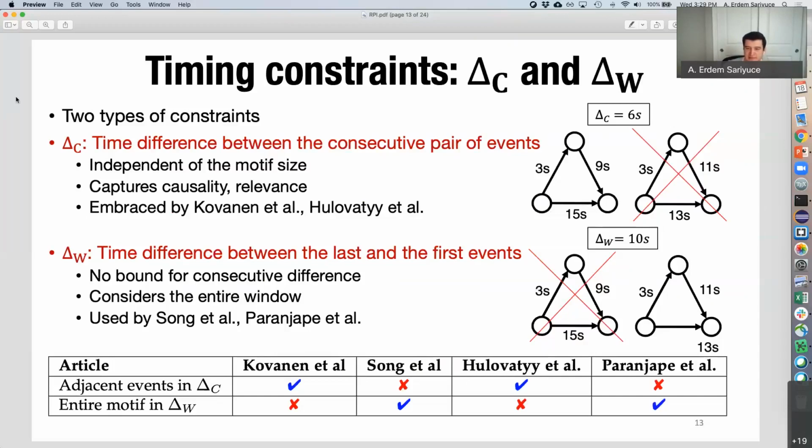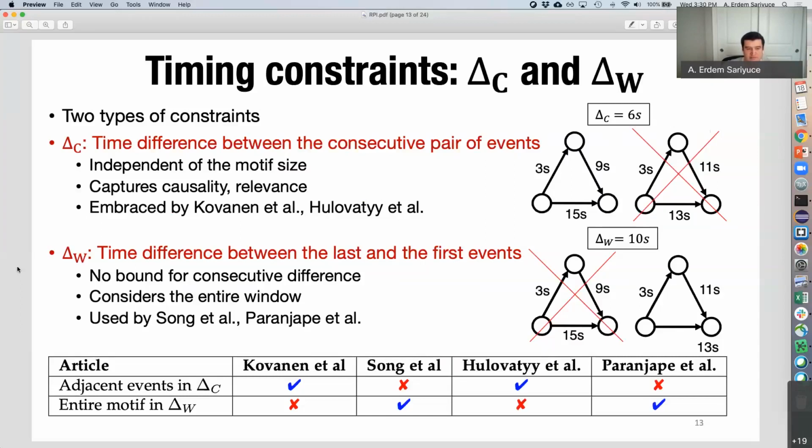Like as an example again, if you assume the delta C is equal to 6 seconds, the triangle here is a valid thing because 9 minus 3 is 6 and the 15 minus 9 is less than or equal to 6. But the one on the left is not, because you let 8 seconds between the first and the second events. So that is the idea.